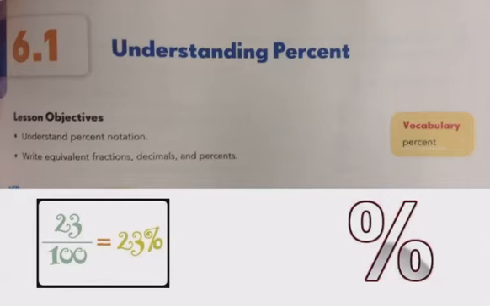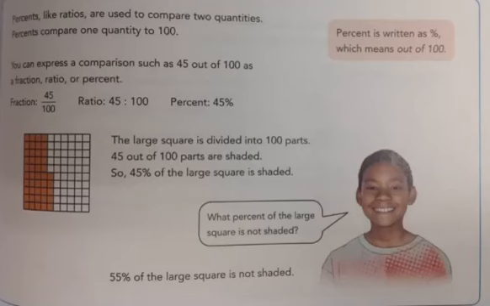Today's lesson is on understanding percents. Percents are like ratios and are used to compare two quantities. Percents compare one quantity to 100, and the percent always means out of 100. You can express a comparison such as 45 out of 100 as a fraction, ratio, or percent.